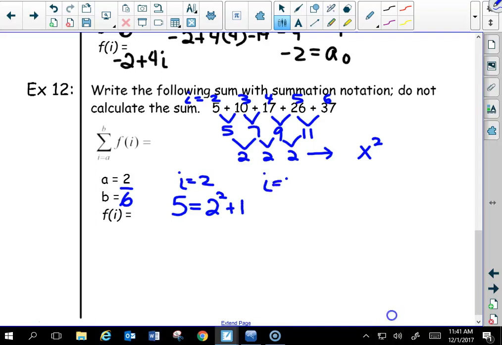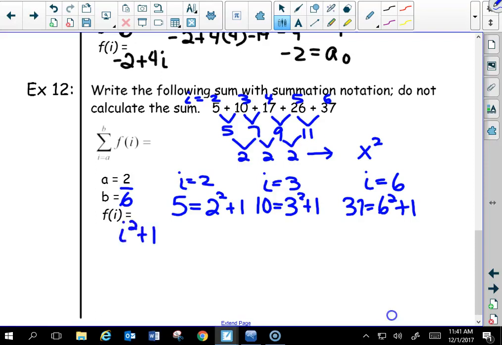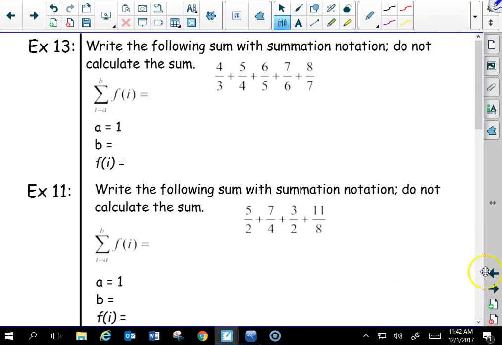Let's see if that works with I equals 3. 3 squared plus 1 is definitely equal to 10. So let's just look at I equals 6. We're not going to bother with the rest of them. 37 is definitely equal to 6 squared plus 1. So our pattern here, f of I, is I squared plus 1. And when you see that, it'll be a fairly simple pattern. Okay, on to the next problem.